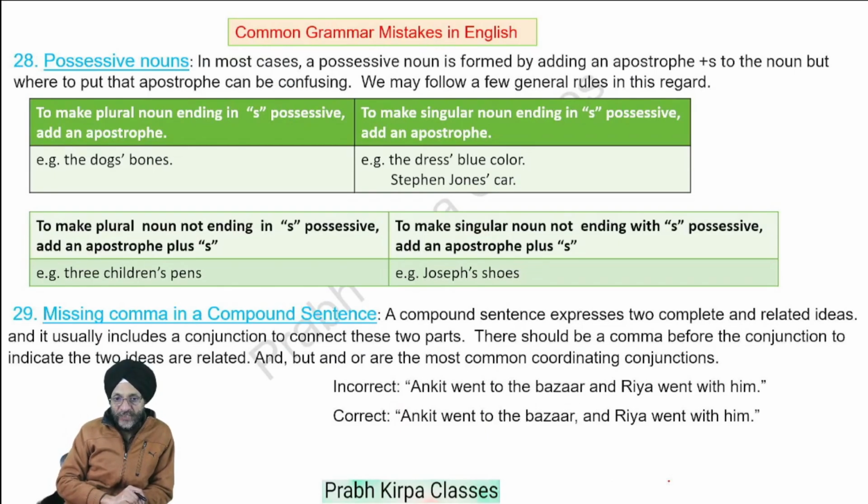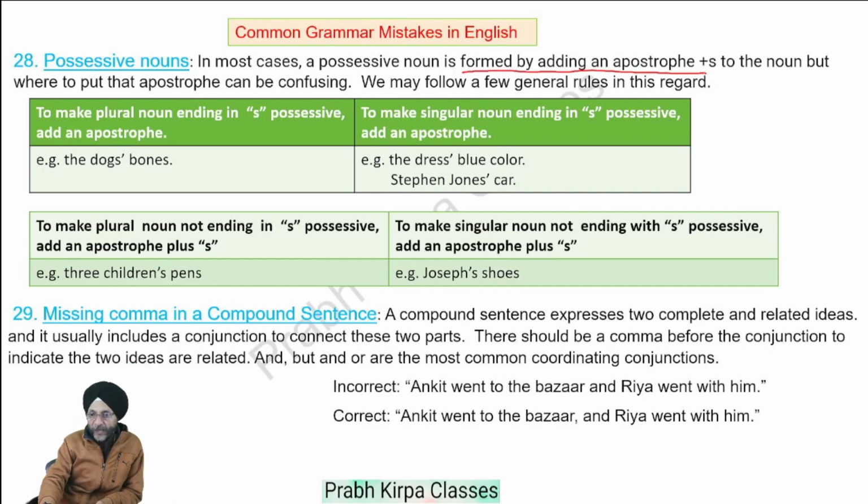Possessive nouns. In most cases, a possessive noun is formed by adding an apostrophe plus s to the noun. But where to put that apostrophe can be confusing. We may follow some general rules in this regard. To make a plural noun ending in s possessive, add an apostrophe. For example, the dogs' bones.